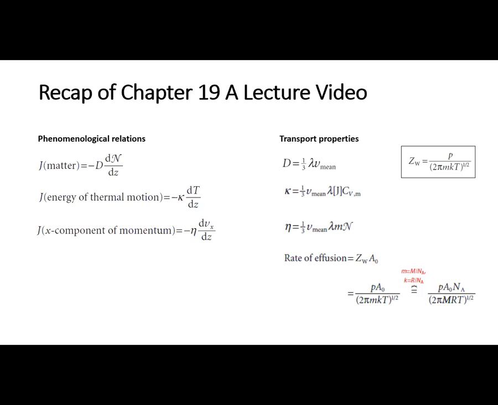At the end of the chapter, we also discussed the rate of effusion, which is nothing but the movement of gas if you make a hole in a container having a gas. So we derived all these relations, and we also discussed how these transport properties depend on the physical system's condition, such as its dependence on temperature and pressure. So we would like to use some of these equations in solving some problems which are relevant in day-to-day life.